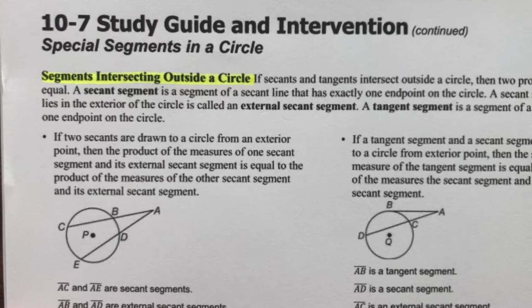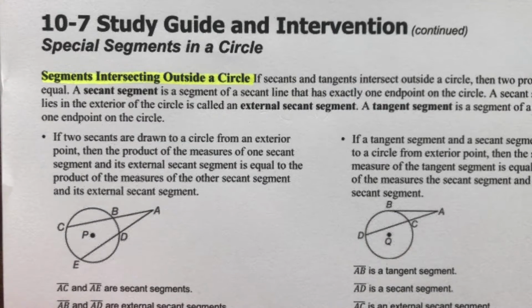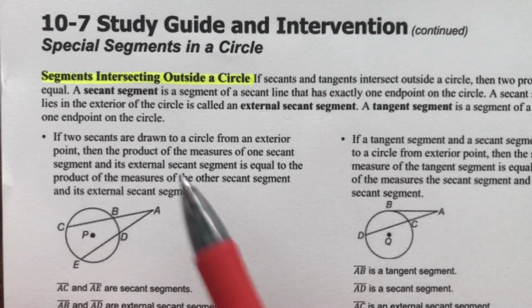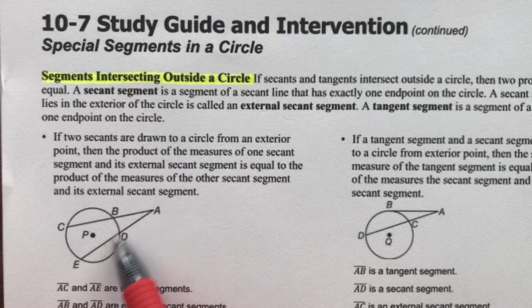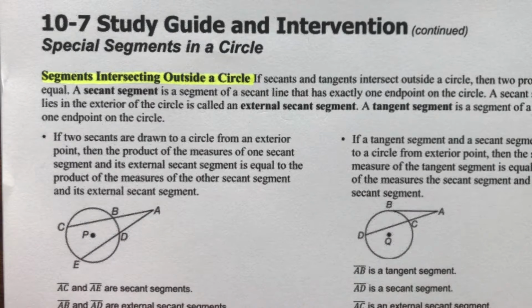This lesson is covering part 2 of 10-7, special segments in a circle. In part 1 of this lesson, in the last video, we reviewed what we do when we have chords intersecting inside a circle. Now we're going to go over segments when they intersect outside of a circle. Previously, we talked about how to find angle measures, which intersect inside a circle and outside. Now we're talking about the segment lengths, okay?